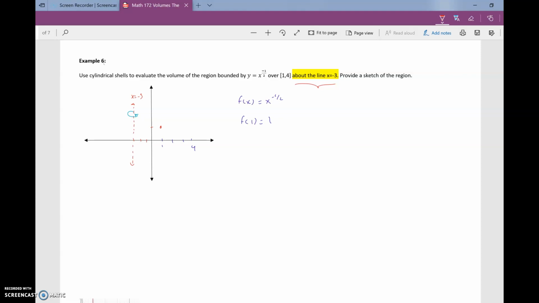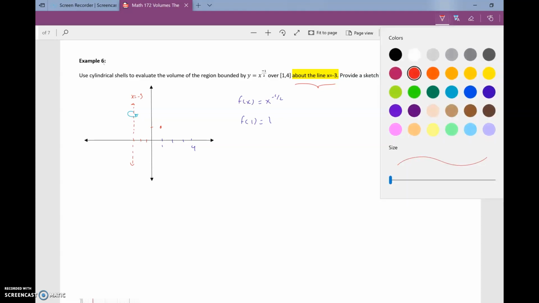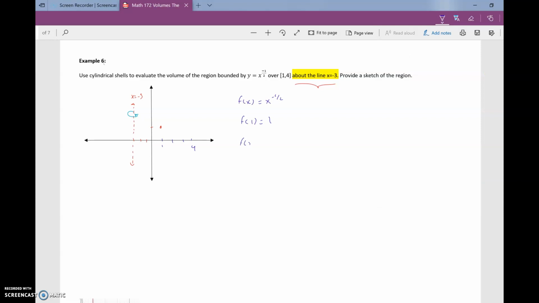And then let's pick maybe 2. So f of 2 is equal to, and we're going to get a decimal. I'm getting approximately 0.71. So technically at 2, about 0.71. Then f of 4, actually this is just 0.5.